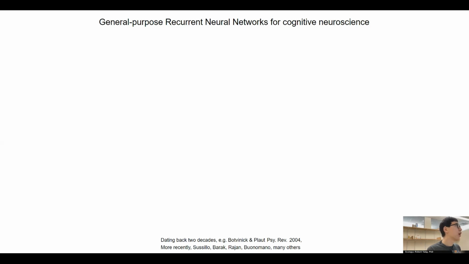Okay, so today I will focus on general purpose recurrent neural networks, and they're used for cognitive neuroscience. Recurrent neural networks are a particular kind of artificial neural network, and people have been studying them for many, many decades, for about 20, 30 years. These are networks that can be trained to do many, many different tasks, and I'll explain in some more detail.